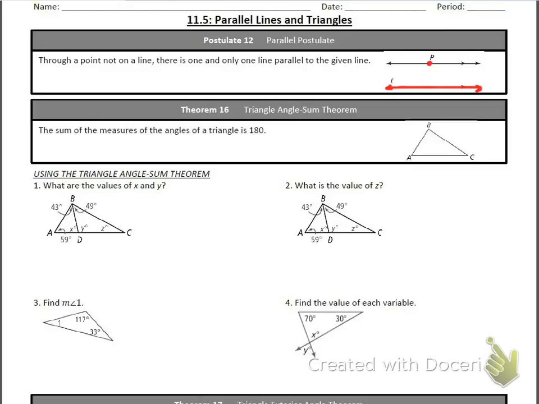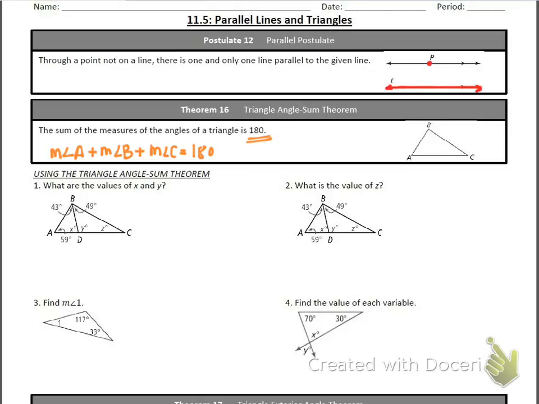Theorem 16 is one that we have proved. It's one that you guys have been dying to use. Now you are allowed to use it. It is the triangle sum theorem. The triangle sum theorem says that the sum of the measures of the angles of a triangle is 180. So in this example, the measure of angle A plus the measure of angle B plus the measure of angle C equals 180.